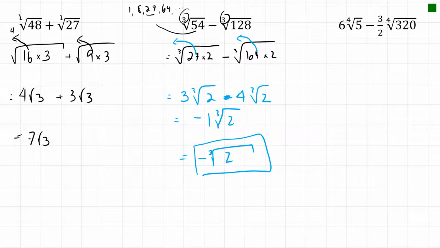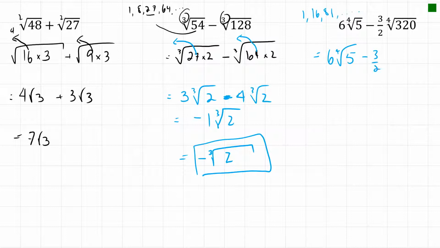All right, looking for fourth powers. 2 to the fourth is 16. 3 to the fourth is 81. Those are the first 3, so let's see what we can do with that. Well, 5 doesn't divide evenly by any of those, so I'm just going to leave that as is.